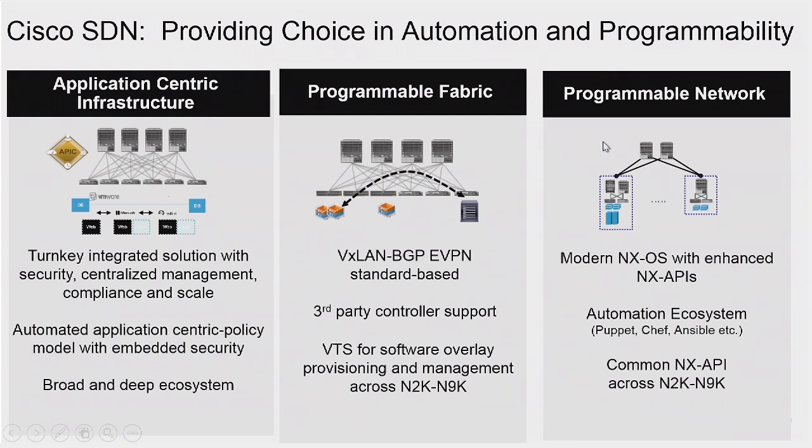The last pillar is Programmable Network. Programmable Network allows you to integrate your traditional Nexus 9K through 2K infrastructure with an open NX API to allow automation and provisioning from things such as Puppet and Chef, which are agent-based, or Ansible, which is agentless, across the data center network.